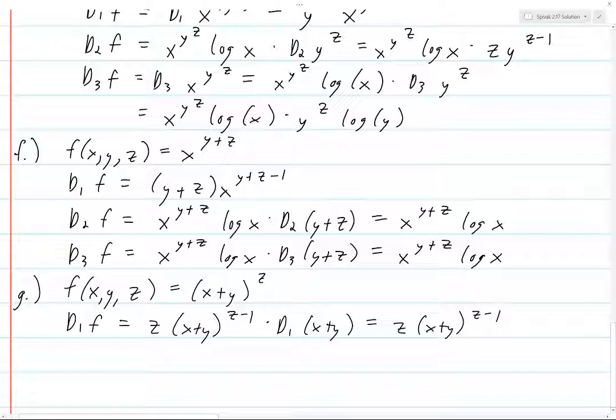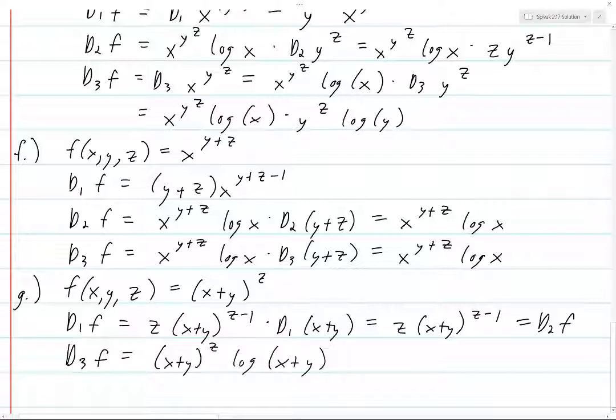And it turns out you're going to get the same thing for d2 of f, so I'll just write that here because it's the same exact computation. It's just like in the previous example. d3 is where it gets a little different. We have to keep what we have before and multiply by the natural log of the base, and yeah, that's it.